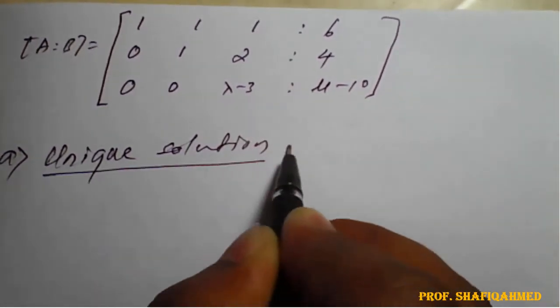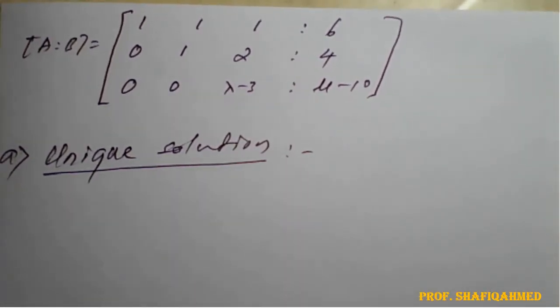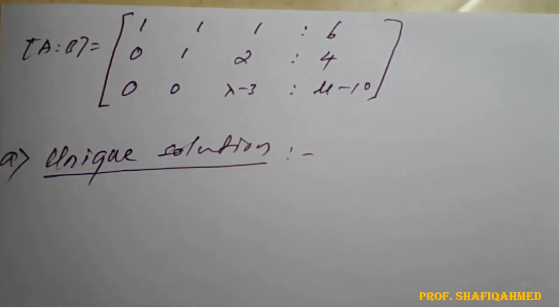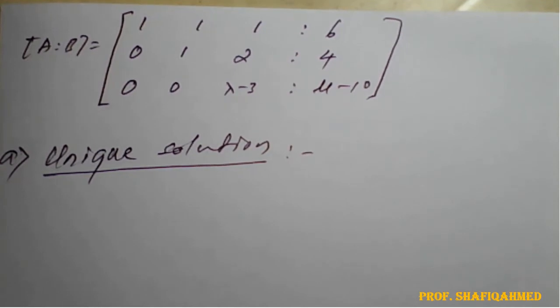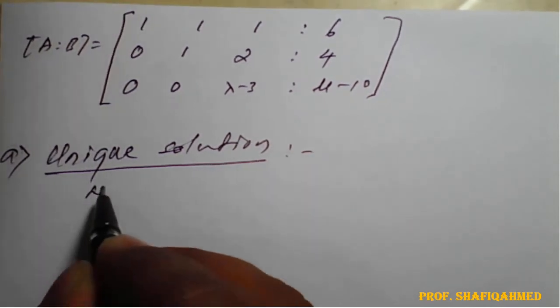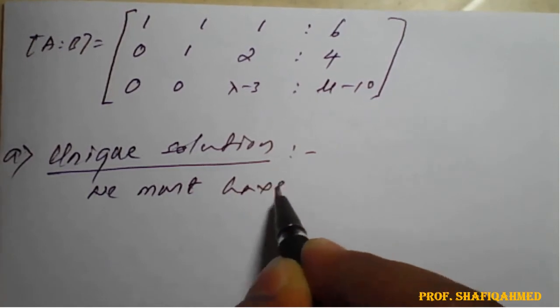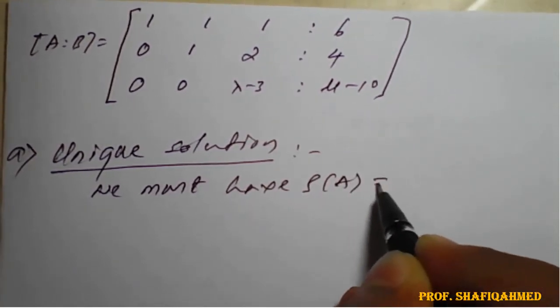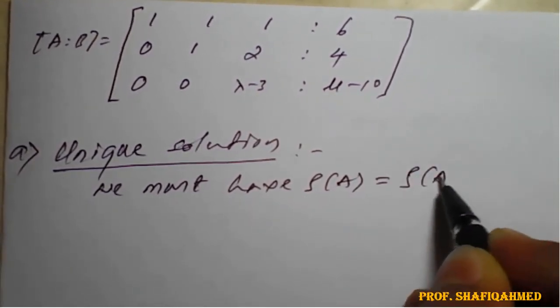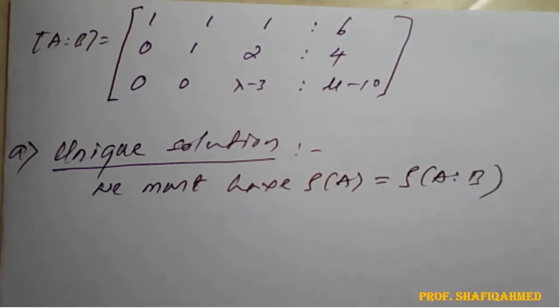So we know that for a unique solution, when it is possible, the system is supposed to be consistent. Consistent means the rank of A and the rank of the augmented matrix [A|B] are supposed to be the same. So we must have the rank of A equal to the rank of [A|B].